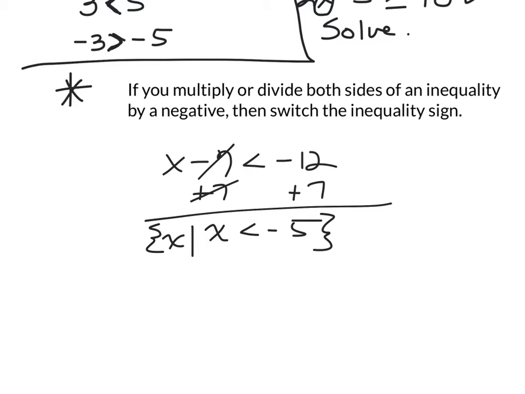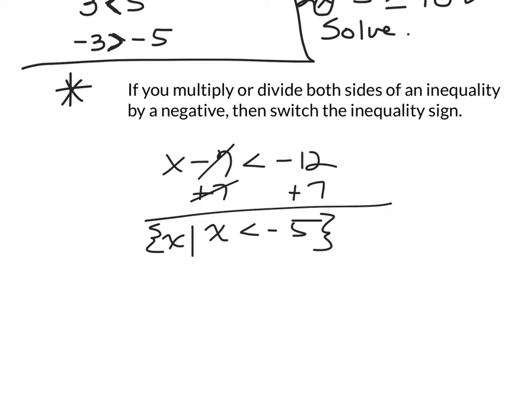So, with that in mind, let's see if you understood what I just said. How many numbers are in this answer? What did you say, Salvador? An infinite number. Everything that's smaller than negative 5 is part of this answer. Do you see that?